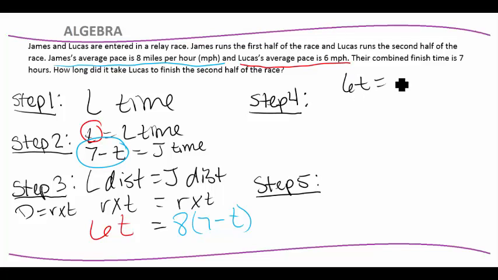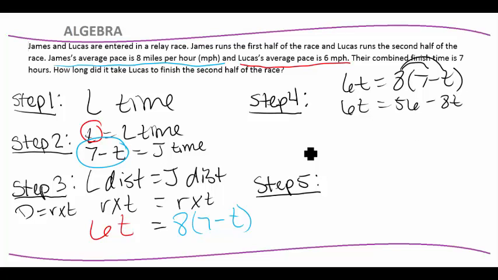Step 4, we're going to solve the equation that we created in step 3. 6t equals 8 times 7 minus t. The first step is to simplify the right side of the equation. I'm going to distribute the 8 to both the 7 and the t, and so we're going to get 6t equals 56 minus 8t.